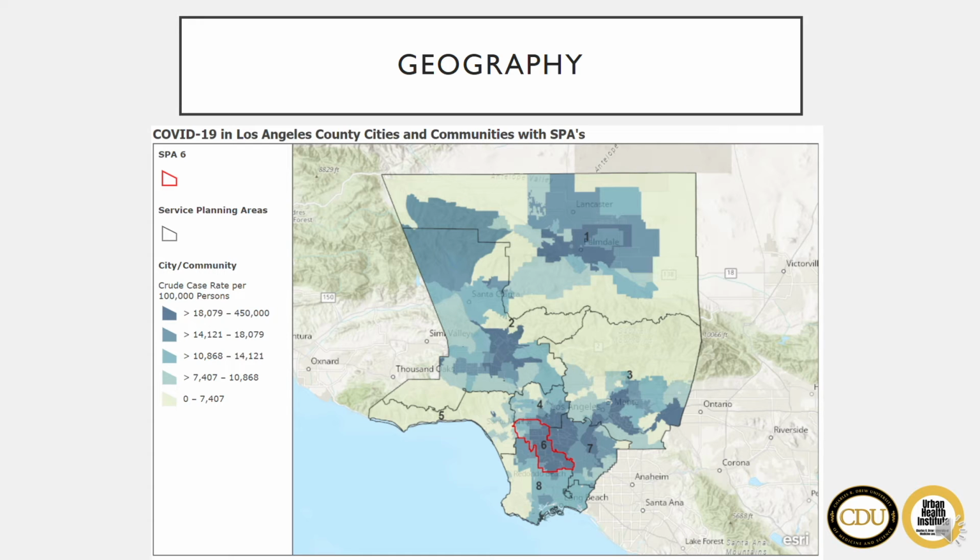We'll be spending some of our time focusing in on and around the area of SPA 6, which is the South SPA, highlighted in the red area of the outline. SPA 6 represents some of the most medically underserved areas in Los Angeles County. SPA 6 includes the cities of Linwood, Paramount, and Compton, and the communities of Athens, Hyde Park, Crenshaw, Florence, Watts, and Willowbrook, where Charles R. Drew University of Medicine and Science is located.